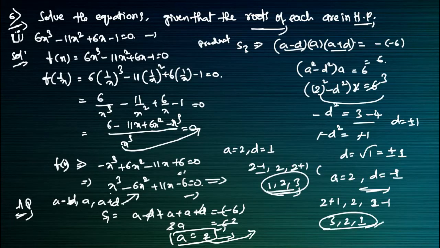Now here these roots we got. So here the roots in the given equations are like this. For this f of x, we have to find f of 1 by x. So these roots will become 1 by 2, 1, and 1 by 3 will come here. These are the roots for this harmonic progression. Now moving to the second question.